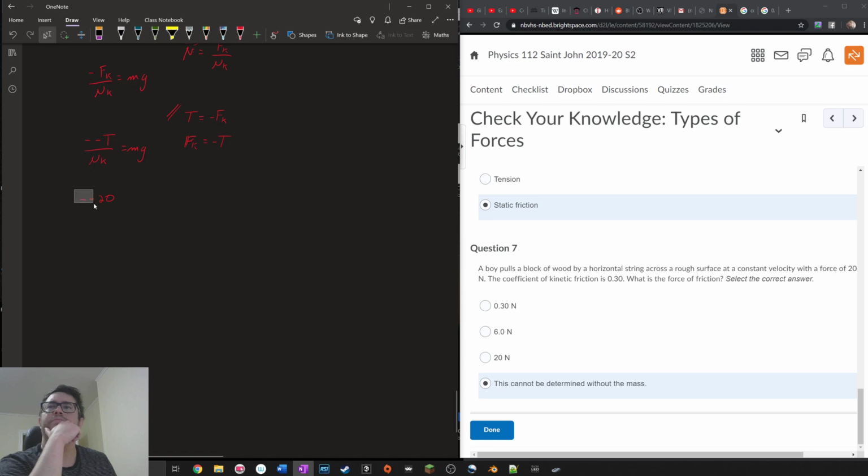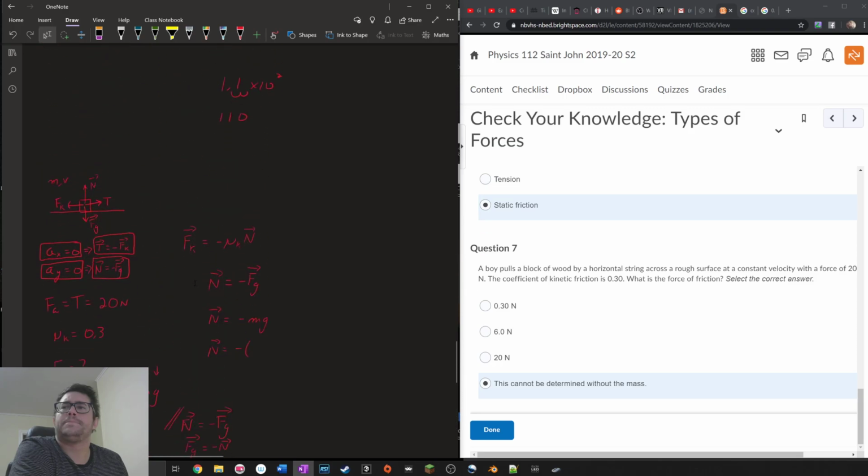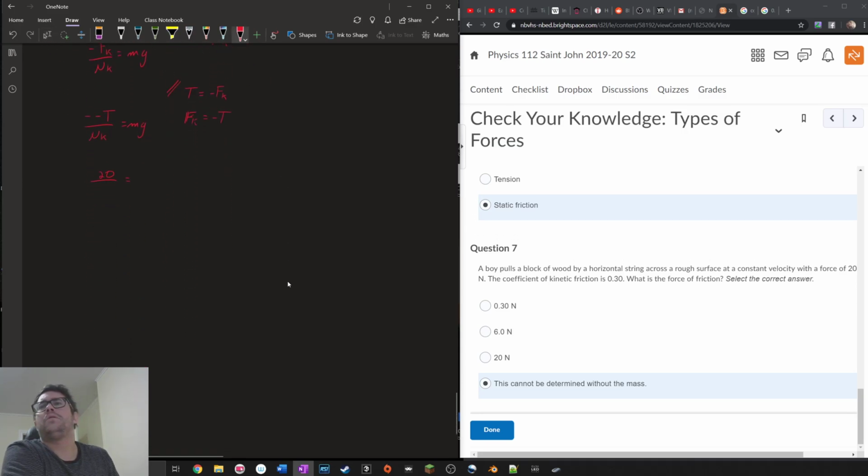This goes away. Mu k we have. Great, so I can find the mass. Such a baller. I did what I set out to do. I found the mass. Isn't that what I want to do? Point 0.3. Yeah, so I can totally find the mass. Great. Ah, there's a minus. What the heck? So if I divide 20 by 0.3 times 9.8, I have the mass.